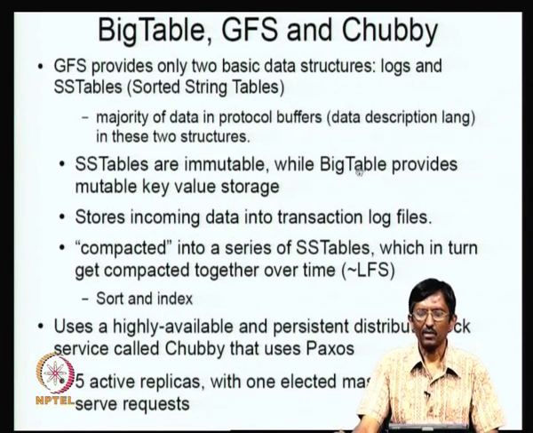Well, BigTable provides mutable key value storage. Essentially, any incoming data is stored into transaction log files, and as you proceed in the system, some of those changes might have to be thrown out. Some of the changes are obsolete, so you can throw them out, compact them again, and keep on doing it. Finally, once you find that you're running out of memory, you want to store it persistently, then you push it out to GFS.